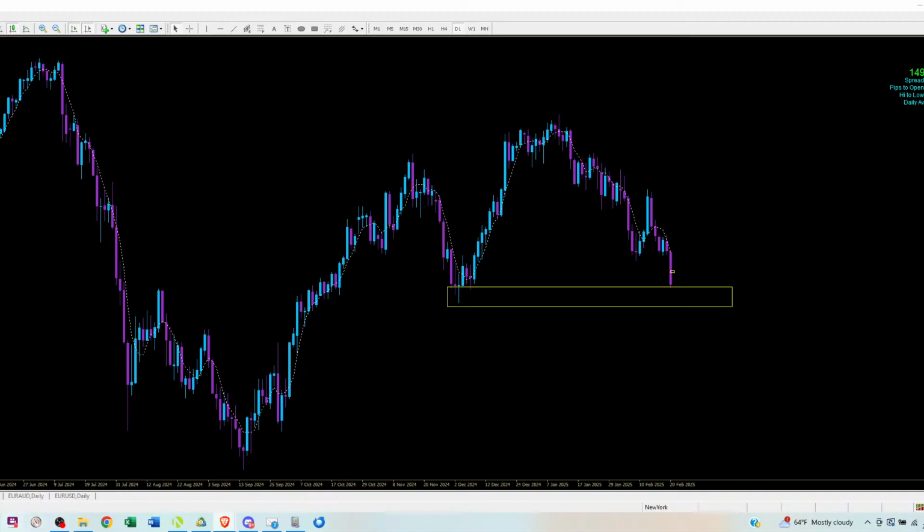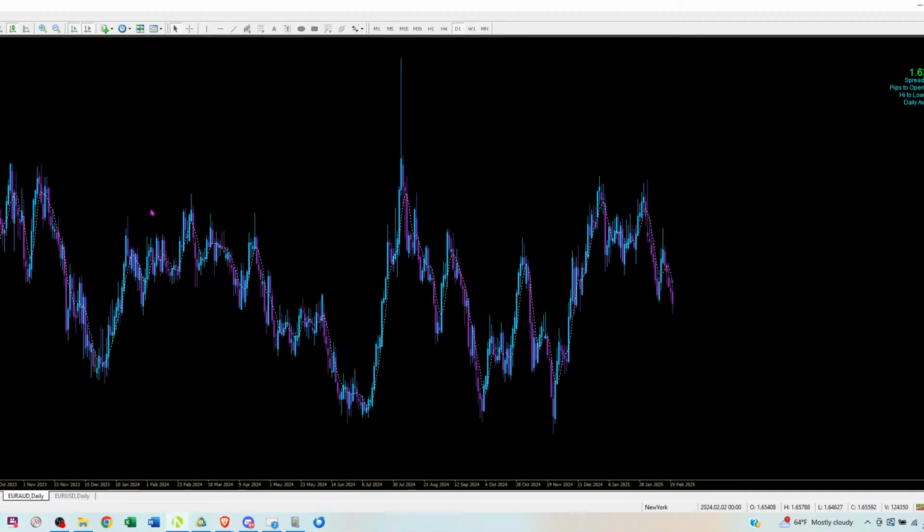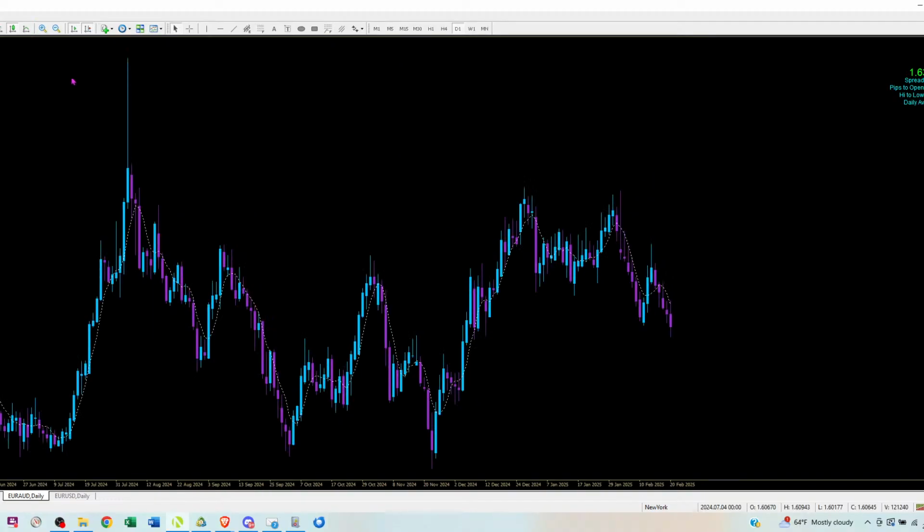So let me just go back to Euro Aussie before we go over to futures, and this will tie in with what I want to talk about with the moving average strategy. I made the video the other day talking about the simple moving average, which is this white dotted line on the chart. It's nothing fancy, just a simple moving average. And I was using a 10 period on the shorter time frames, like the 4-hour and down.